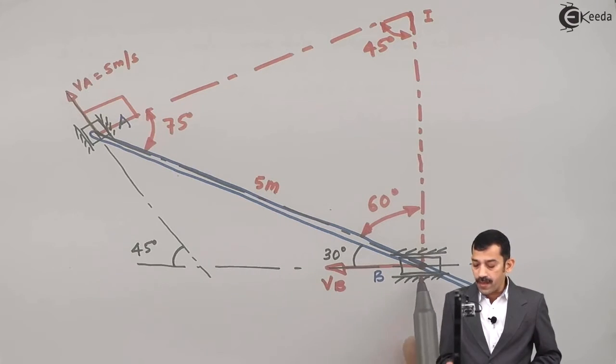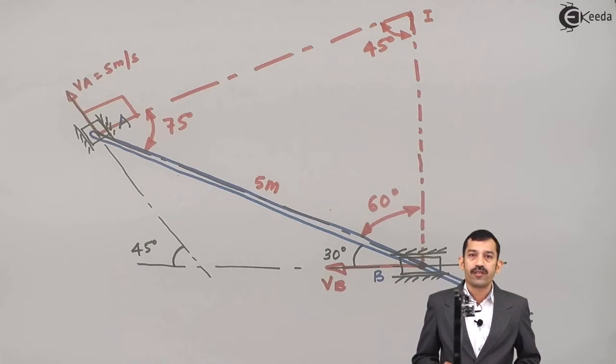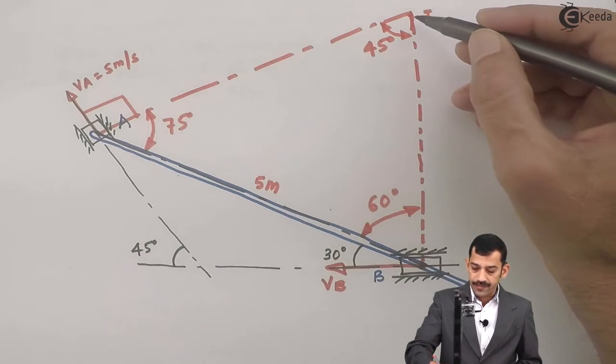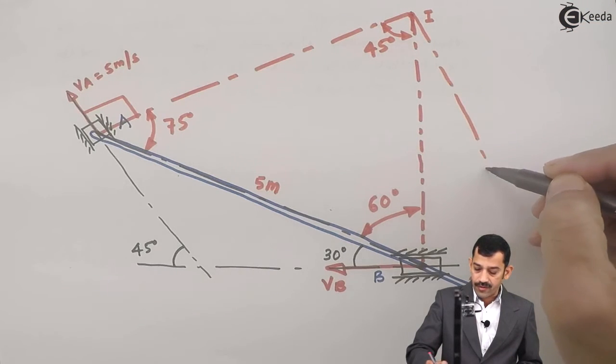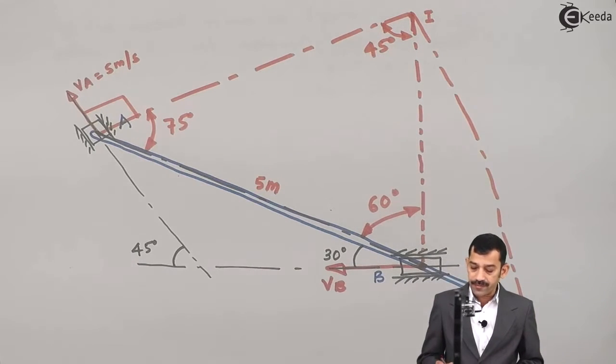Next part: BC length is given as 2 meters. Now the problem is the direction of the velocity of point C. The linear velocity of any point on a rigid body is always perpendicular to the radius of rotation. How will we represent our radius of rotation? Point C will be joined to point I. That means IC becomes the radius of rotation. If I join point I to point C, what will we get here? This line represents the radius of rotation, IC.